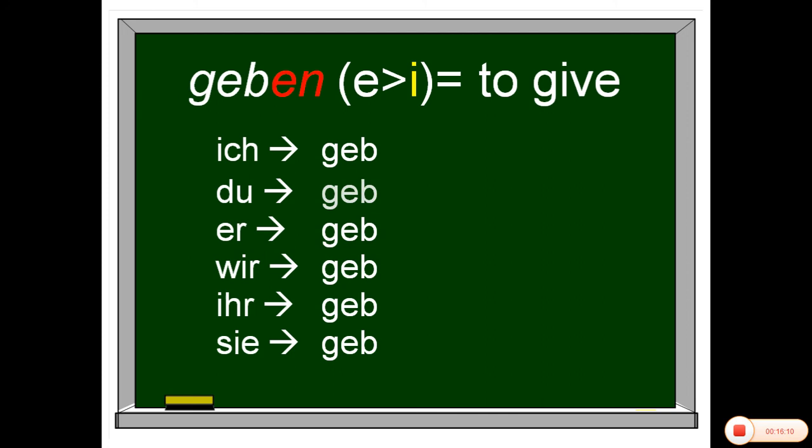Geben: ich gebe, du gibst, sie gibt, wir geben, ihr gebt, sie and Sie geben. So these were the regular and irregular verbs.